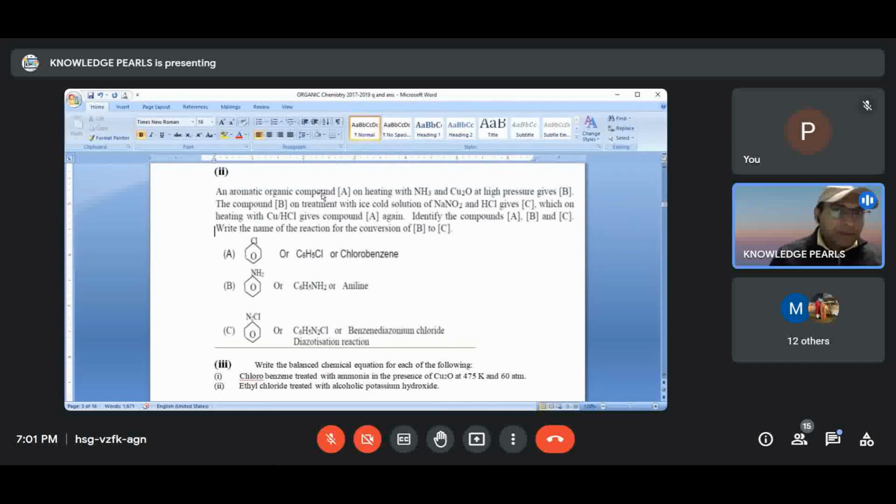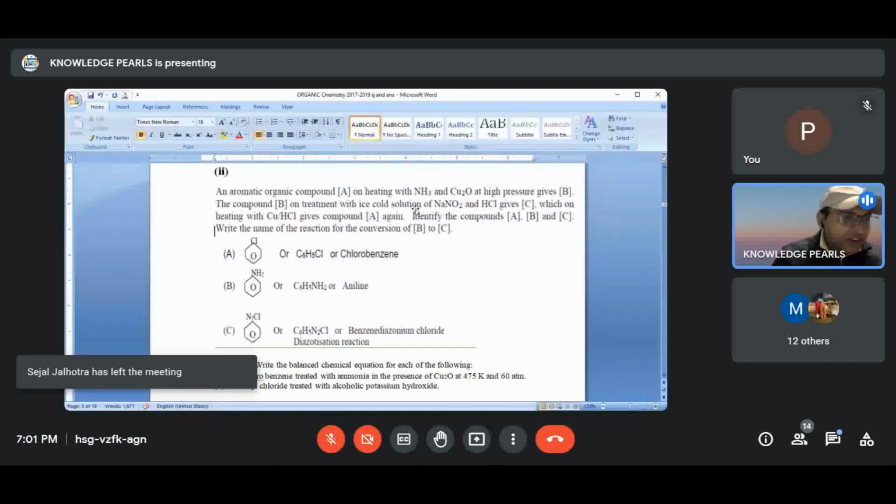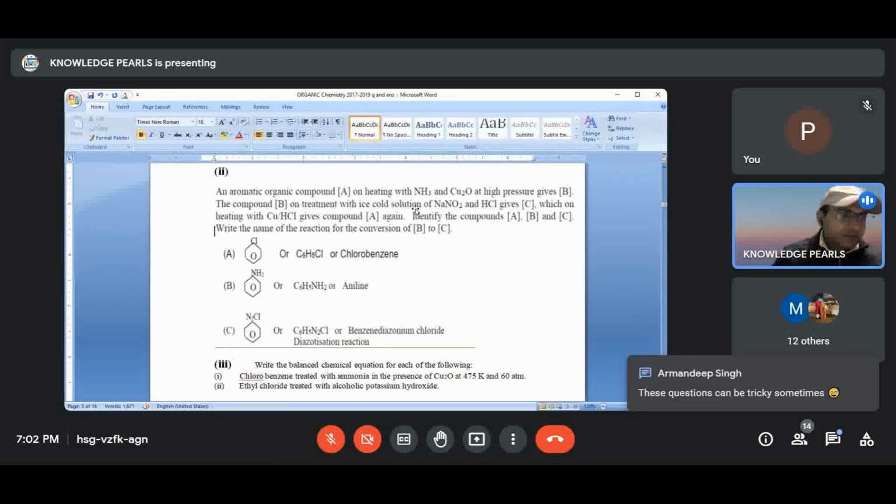Organic compound A on heating with ammonia and Cu2O at high pressure gives B. This question is from alkyl halide. The compound B on treatment with ice cold solution, whenever ice cold solution is coming, it means it is related with diazotization or benzene diazonium chloride. Please remember that.